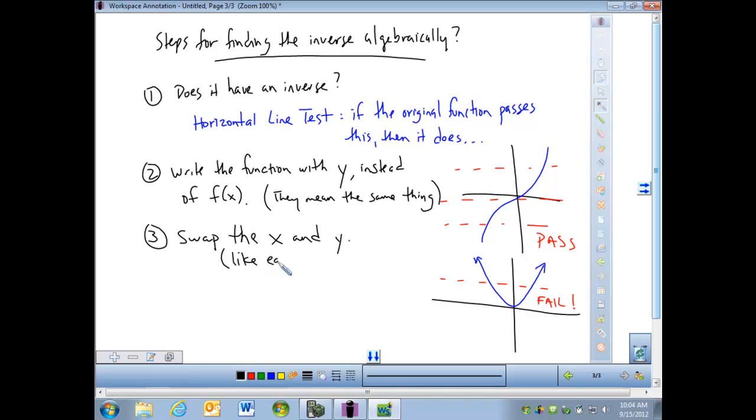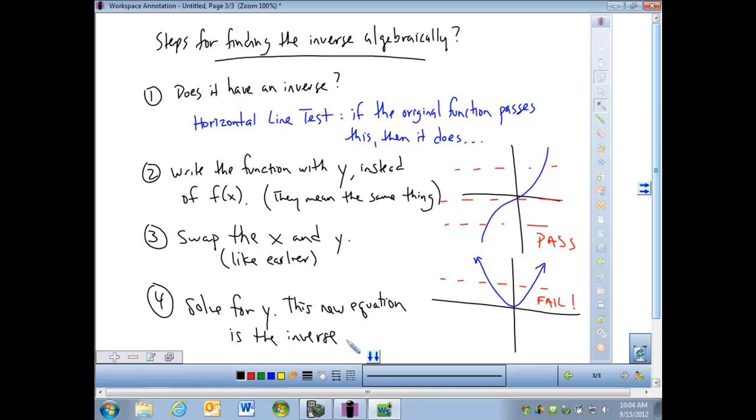So anywhere you see an x, you're going to put a y in. And anywhere you see a y, you're going to put an x. Again, this is very similar to what we did earlier when we were trying to determine that original function's inverse. And then lastly, we're just going to go ahead and solve for y now. When we solve this for y and we get y by itself, that answer will be the inverse of our original equation.